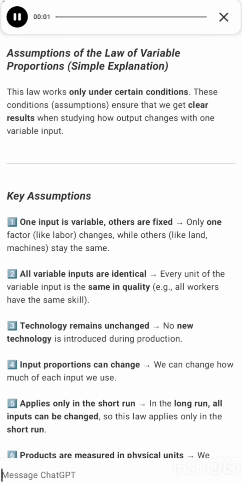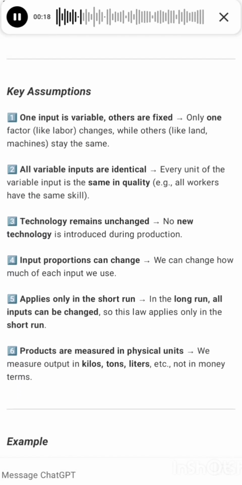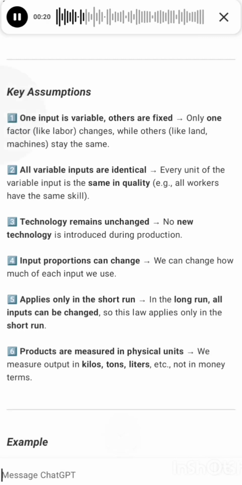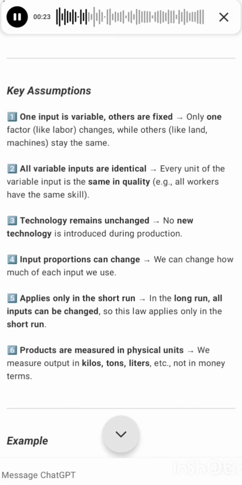Assumptions of the law of variable proportions, simple explanation. This law works only under certain conditions. These conditions, assumptions, ensure that we get clear results when studying how output changes with one variable input. Key assumption: 1. When one input is variable, others are fixed. Only one factor, like labor, changes, while others, like land, machines, stay the same. 2. All variable inputs are identical. Every unit of the variable input is the same in quality, e.g., all workers have the same skill.